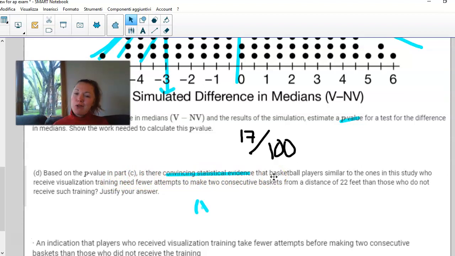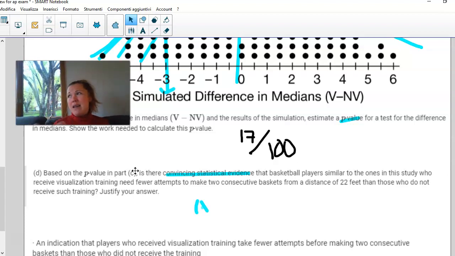Now part D, based on the p-value in part C, is there convincing statistical evidence? You're not going to go through a state-plan-do-conclude because you've never learned that in this one. In this case, I checked the rubric. All you needed was to talk about this p-value that you got from part C, because it says based on that. So that helps you know that you don't have to do the whole thing. It's just asking for the conclude.